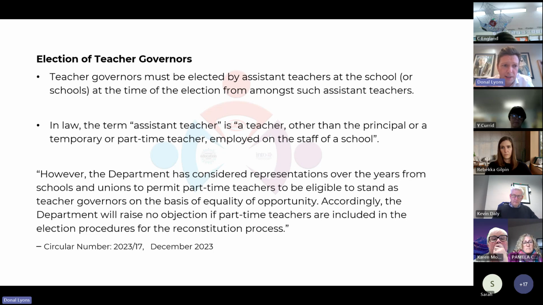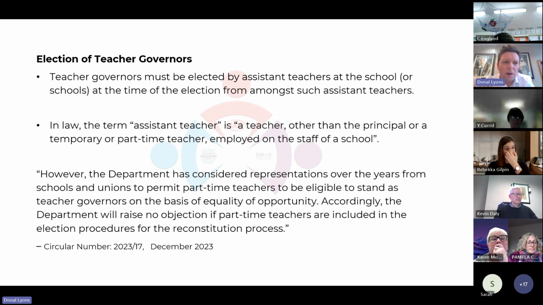Now, the reason I've included these three points here is to clarify some of the slightly older language, which is that teacher governors must be elected by assistant teachers, for example. An assistant teacher in the law is basically any teacher other than a principal or a temporary part-time teacher. But then we get further clarity from the department that they would not object if a part-time teacher was to put themselves forward or to take part in the election for a teacher governor on the Board of Governors.